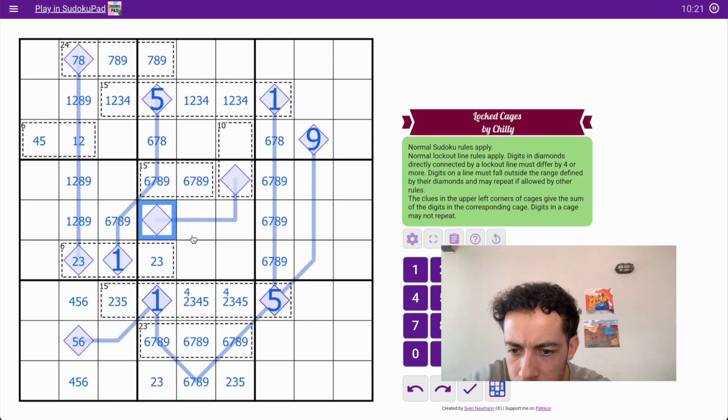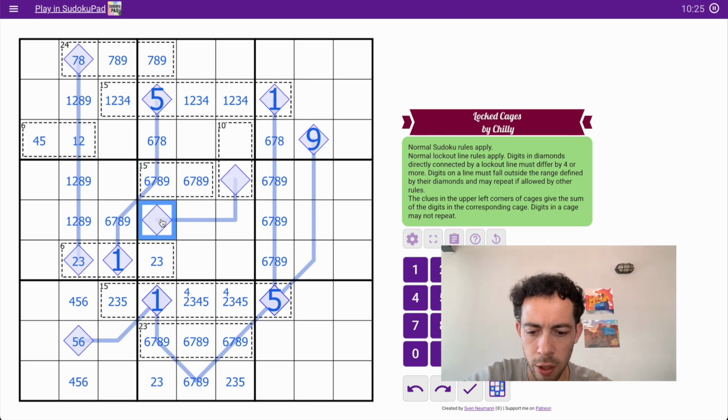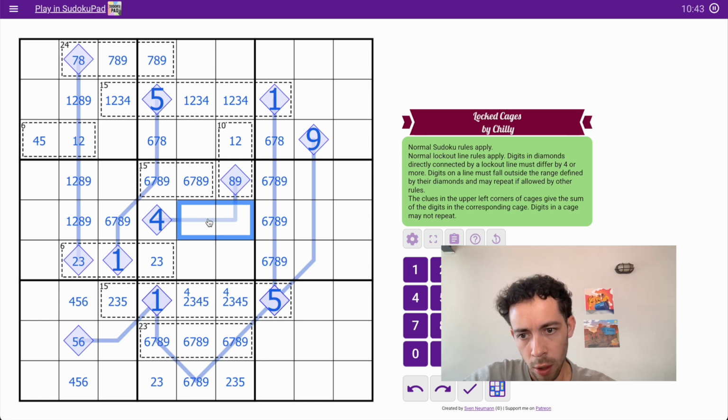Wait a second. Where does 4 go in column 4? Well, according to our pencil marks, it can't go anywhere except here. And if that's a 4, it's either an 8 or a 9. I was going to say it has to be a 9, but that's not true. That's a 1 or a 2, which gives us a 1, 2 pair in row 3. And this is going to be from 1, 2, 3, and 9.